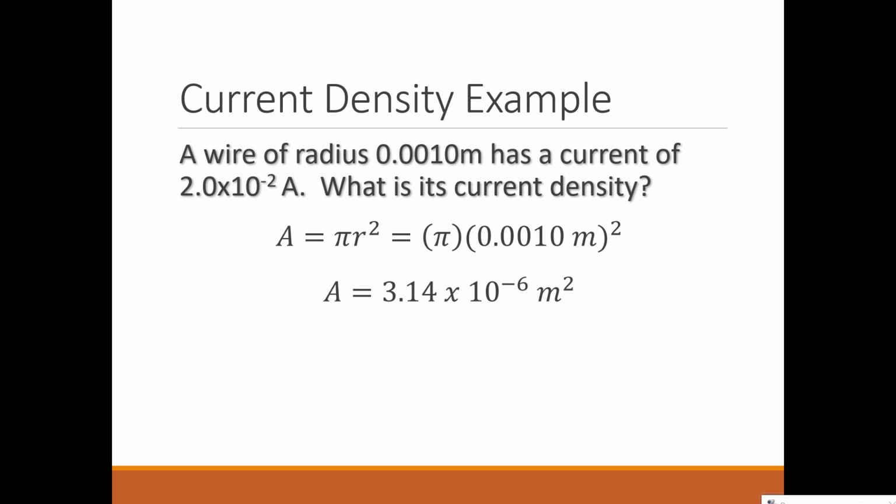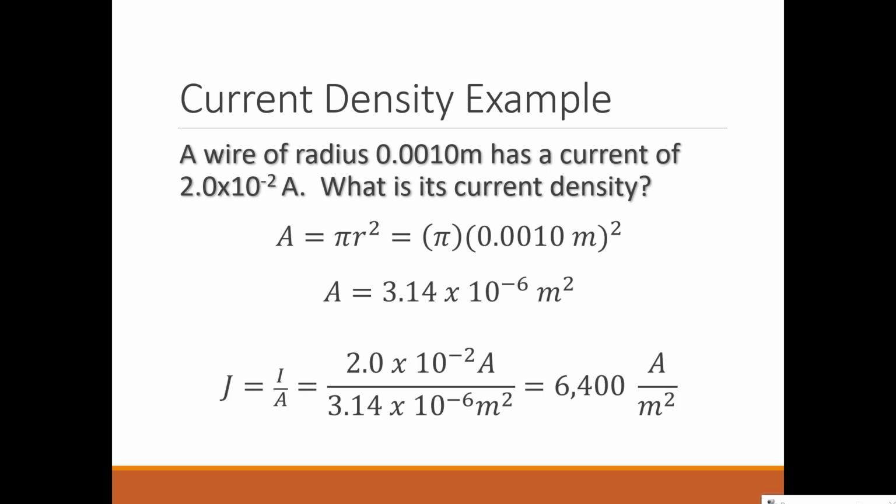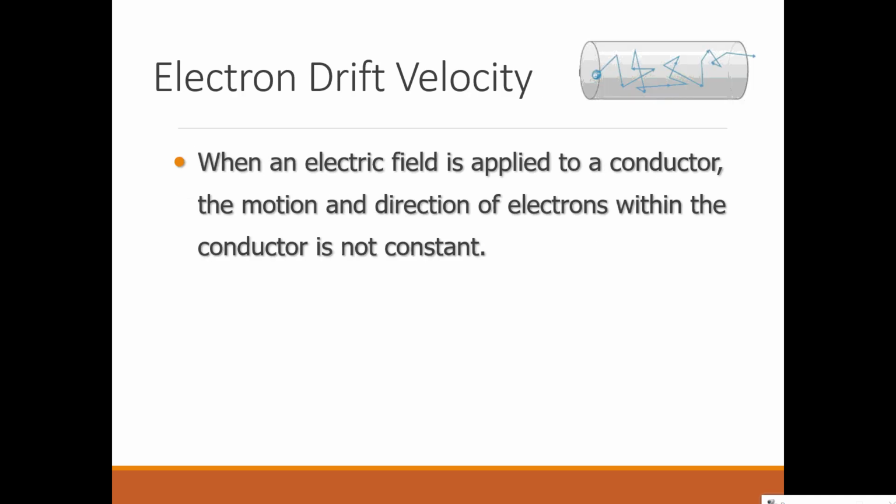Once we have that area, we can put it into our current density equation, which is current divided by area. Here we have our current divided by area, 0.02 divided by 3.14 times 10 to the negative 6 meters squared. That gives us 6,400 amps per meter squared. Current density is just another way of looking at current. It's not the typical way. We typically just look at current, but it does help us to understand what's happening.